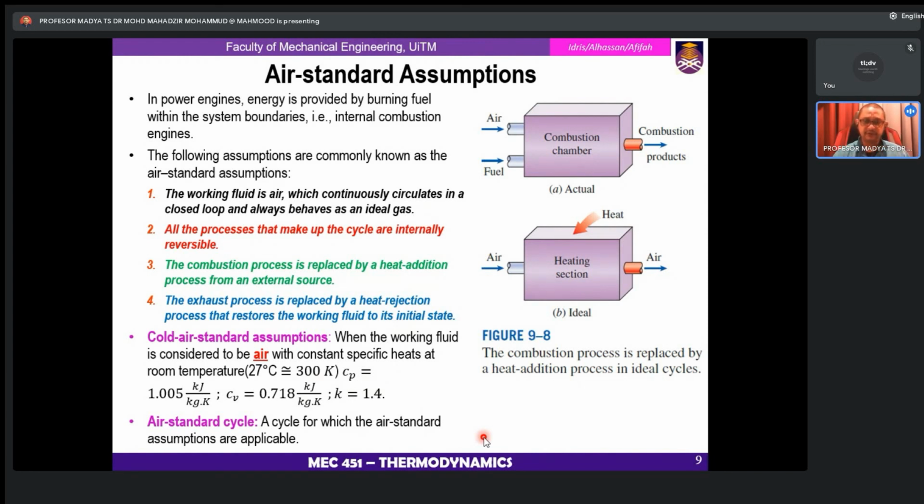That's all for part one, chapter 5. There are only two objectives you have to know, and we will see air standard cycles in the next video, in part 2.